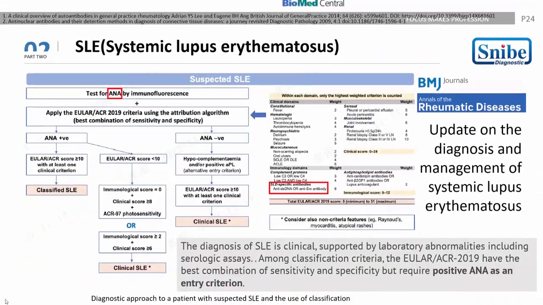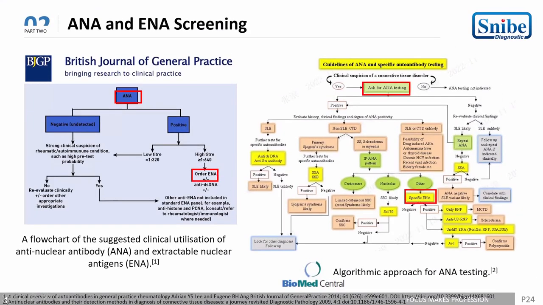If we talk a little bit more about the British Journal of General Practice for ANA and ENA screening, you can see here that in an ANA profile, if it is negative or undetected, then there are strong clinical suspicions of a rheumatoid autoimmune condition, such as a high pre-test probability.